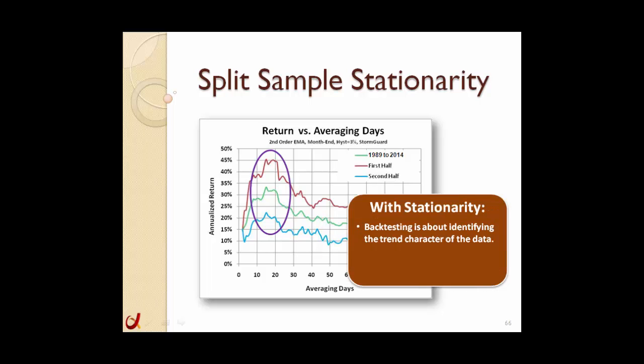Here's the takeaway about stationarity. Backtesting is about identifying the trend character of the data. Trend character is agnostic to market direction and pattern. If you tune your strategy well today, tomorrow it will still be tuned.